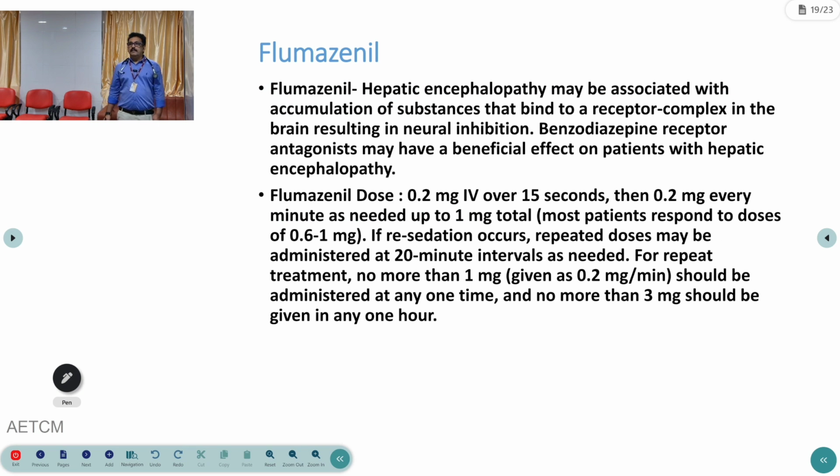Flumazenil in hepatic encephalopathy: one of the drugs which can help in patients with agitation is flumazenil. We can give flumazenil in a dose of 0.2 mg IV over 15 seconds, then 0.2 mg every minute as needed, up to 1 mg total. So, that can be tried.